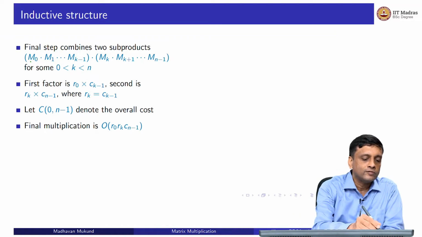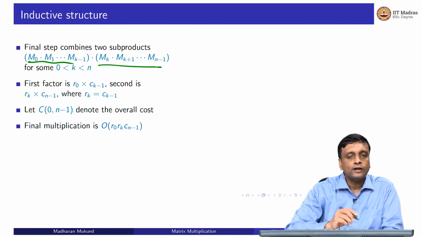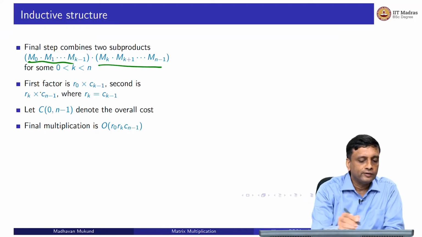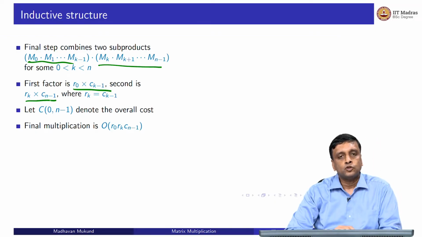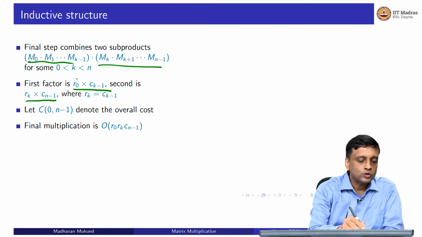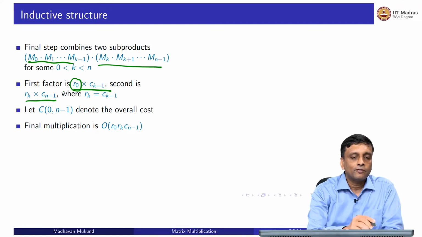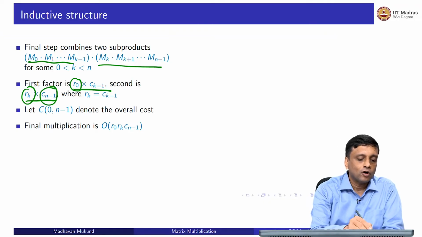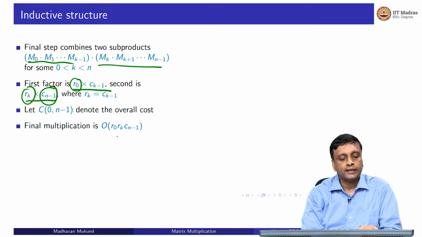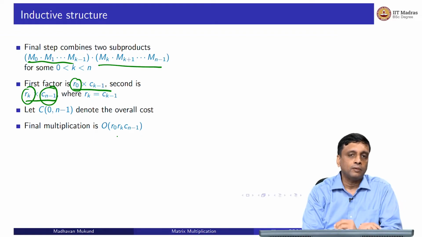The final step involves multiplying these 2 matrices, but I know the cost of that because I've told you what the costs are, right. So I've told you the rows and the columns in these 2 matrices. So it is the number of rows in the first matrix times the number of columns in the first matrix, which is also the number of rows in the second matrix, times the number of columns in the second matrix. So it's R0 times Rk times C(n-1). So this is the specific cost I get for the final multiplication.